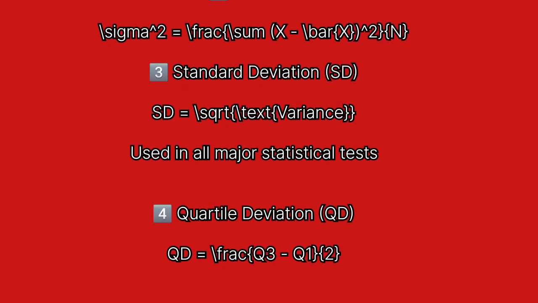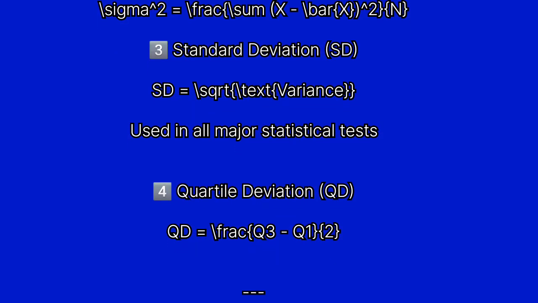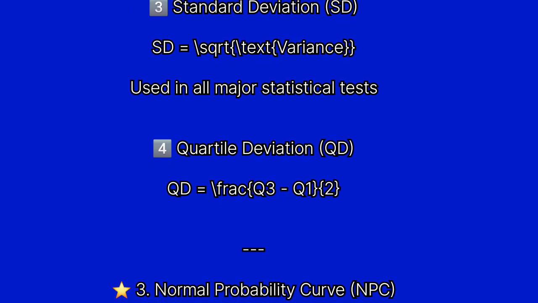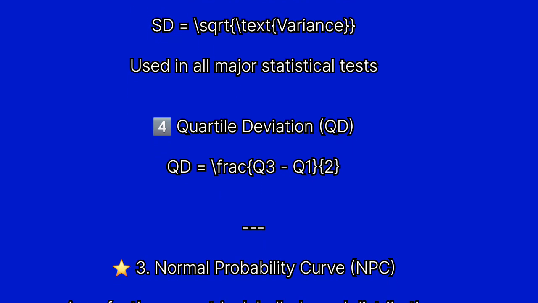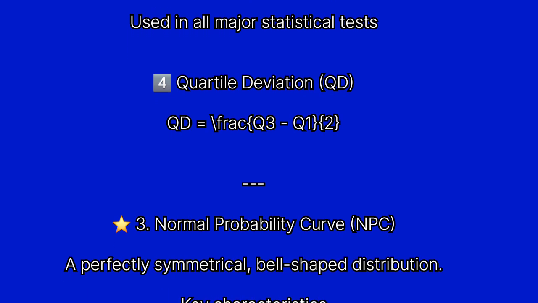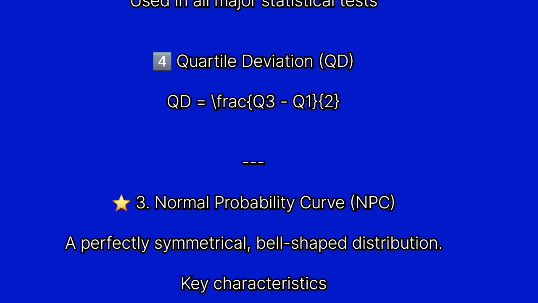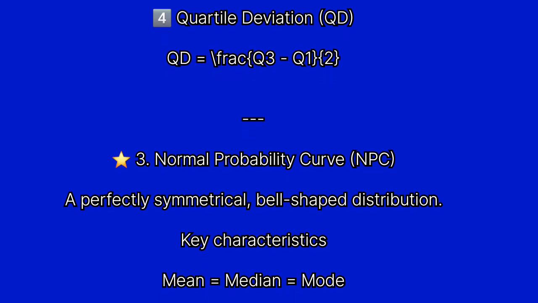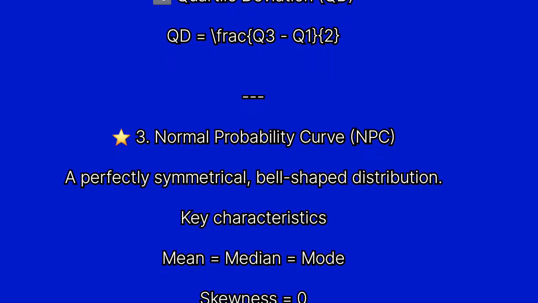The standard deviation, I will explain later, don't worry. SD is standard deviation, which is equal to the square root of the variance. It is used in all major statistical tests. Quartile deviation, okay, this quartile is very important. QD is equal to the fraction Q3 minus Q1 divided by 2.